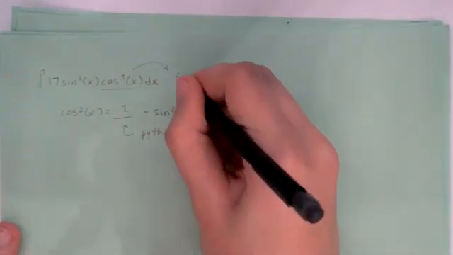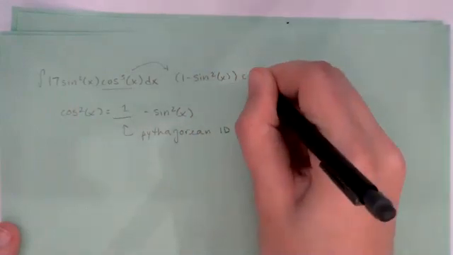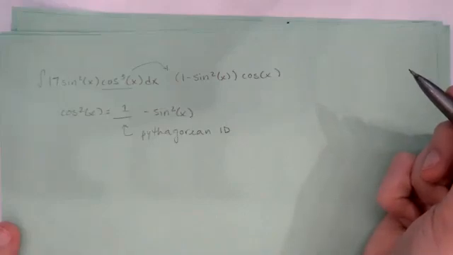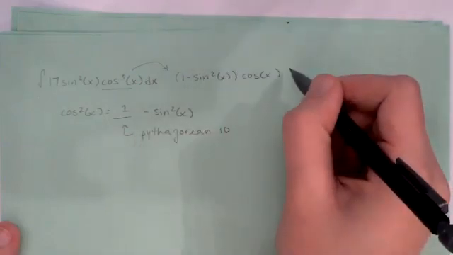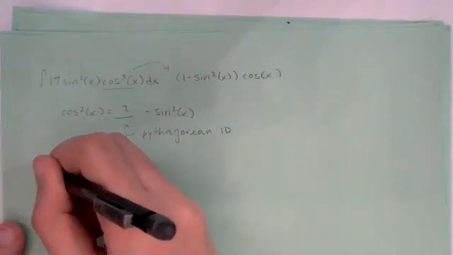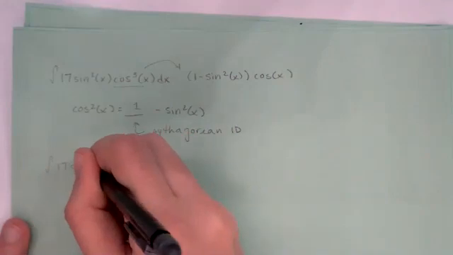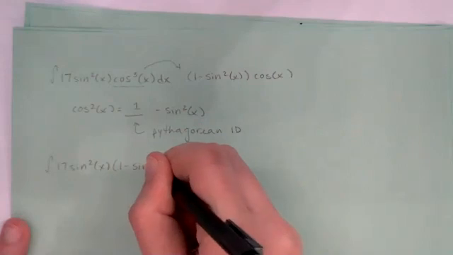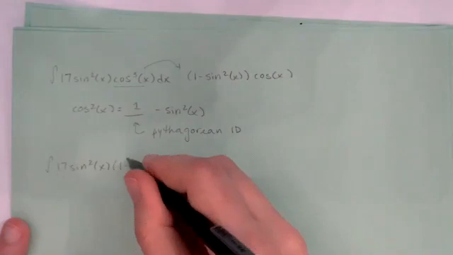So using this identity, they change this cosine cubed into 1 minus sine squared of x times a cosine of x. And then it goes ahead and distributes and breaks it up into 2 separate integrals. So 17 sine squared of x, 1 minus sine squared of x. It breaks it up into 2 separate integrals because we have this minus sign right here.